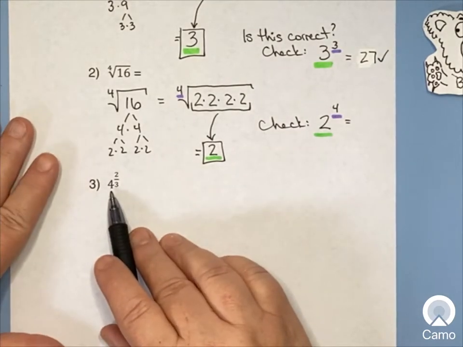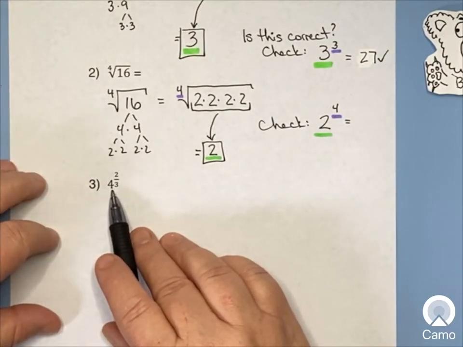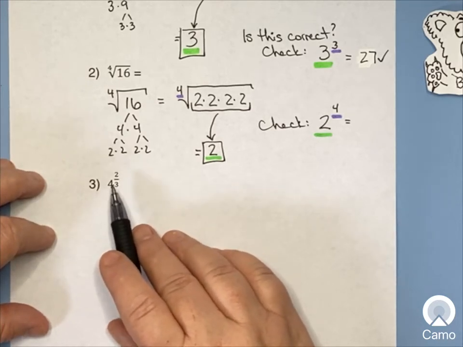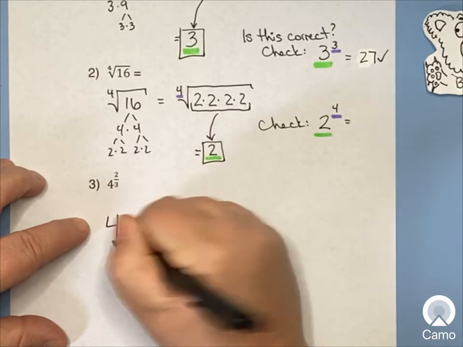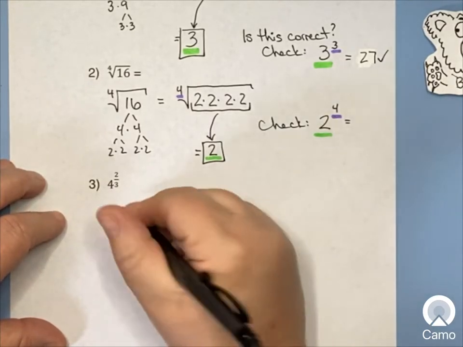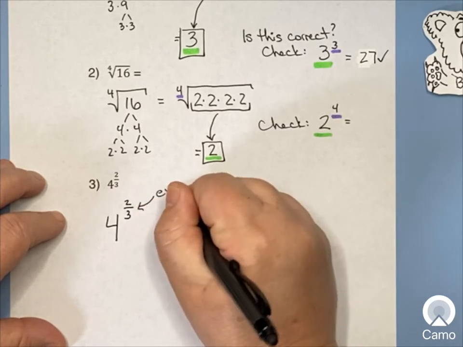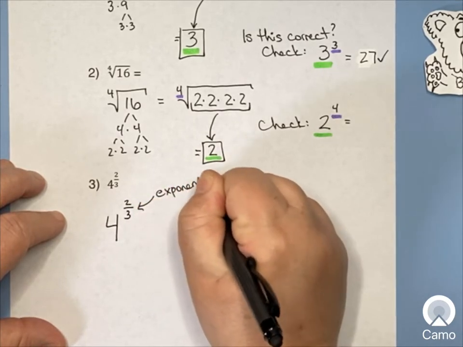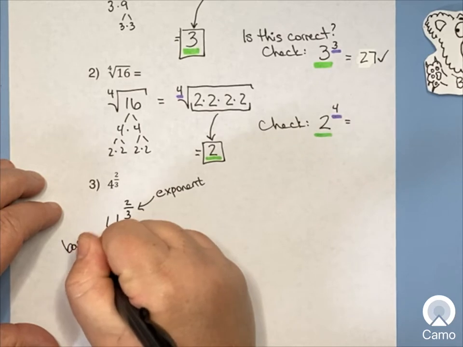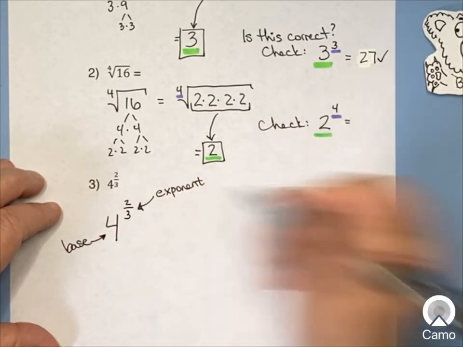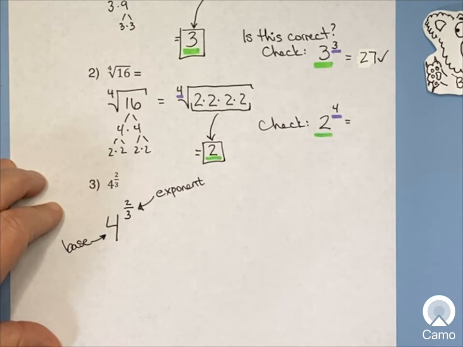Okay, so what fresh hell is this? This is what I was referring to when I said rational exponent. So the base is 4. This is the exponent. I think I explained this in the previous video, but just in case I didn't, that's the base, that's the exponent.